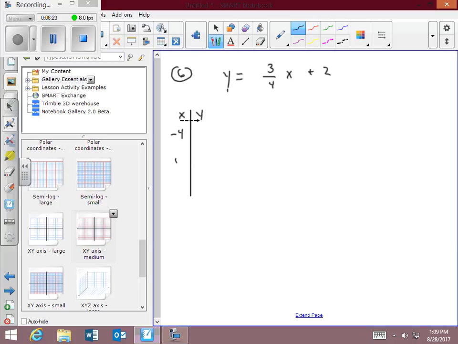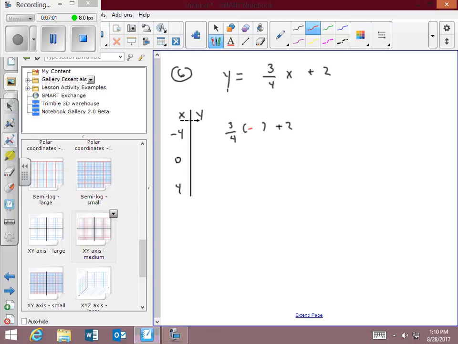Then go 0, because 0 is just going to wipe out that 3/4, right? 0 times 3/4 is just going to be 0, and you're going to have 2. Then on the positive side, go to 4. Now with judicious choice of x, you made your problem simpler to solve. Not to say any other choice is wrong, it's just you should be wise in order to make your problem as simple as possible.